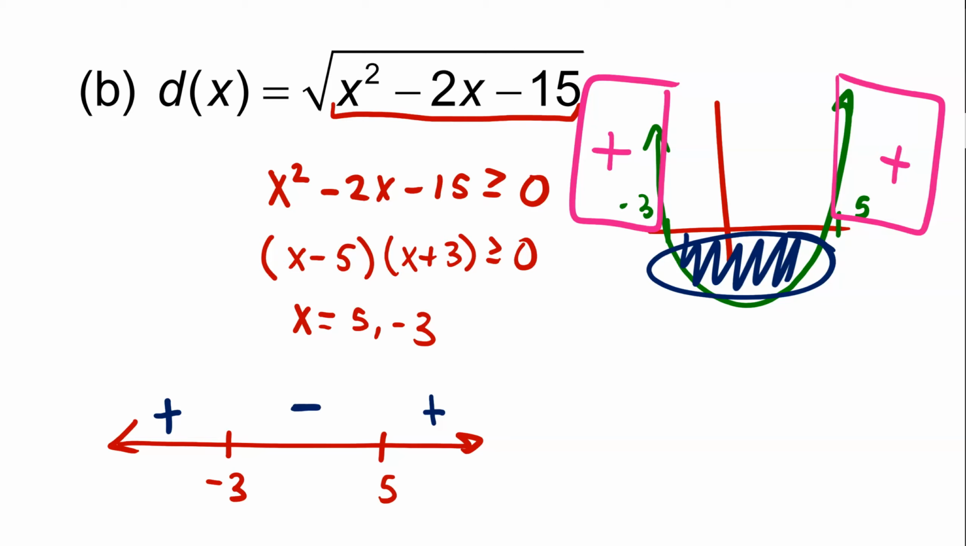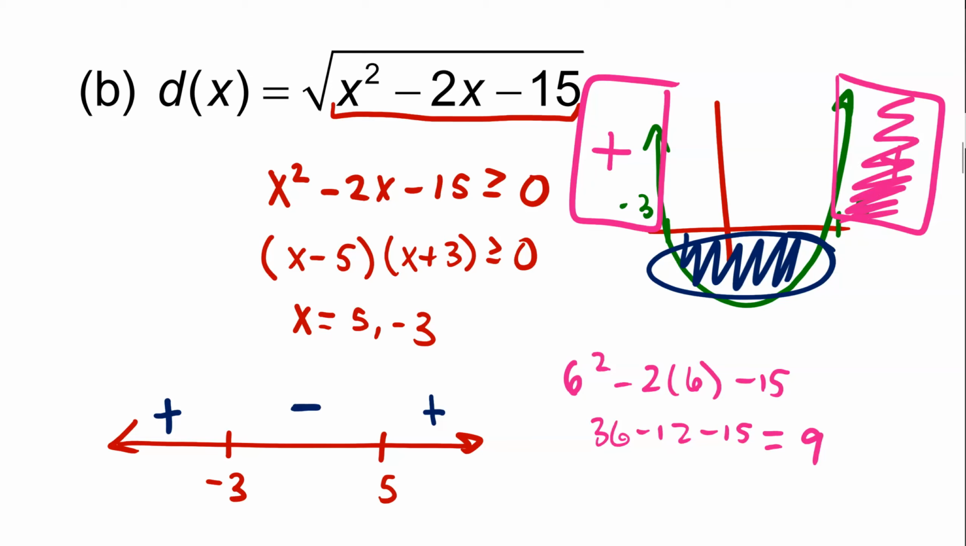If I plug in x equals 6, what do I get? 36 minus 12 minus 15, so that's 9. It's positive. So anytime I plug in an x value that's greater than 5 into here, I'll get positive under the radical. If I plug in an x value that's less than -3, it will give me a positive number under the radical. The problem is, if I plug in a number between -3 and 5, it will give me a negative under the radical. So I want all the numbers except for the ones between -3 and 5.